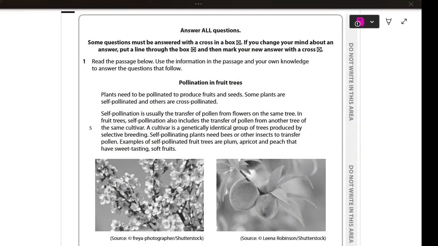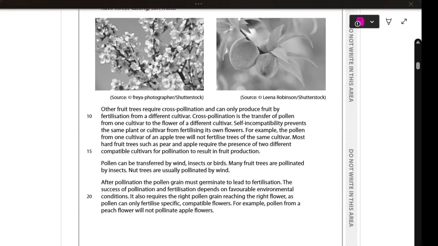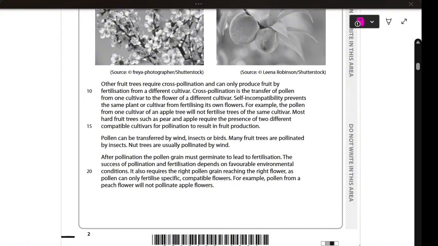Self-pollinating plants need bees or other insects to transfer pollen. Examples of self-pollinated fruit trees are palm, apricot, and peach that have sweet-tasting soft fruits. Other fruit trees require cross-pollination and only produce fruit by fertilization from a different cultivar. Cross-pollination is the transfer of pollen from one cultivar to the flower of a different cultivar.